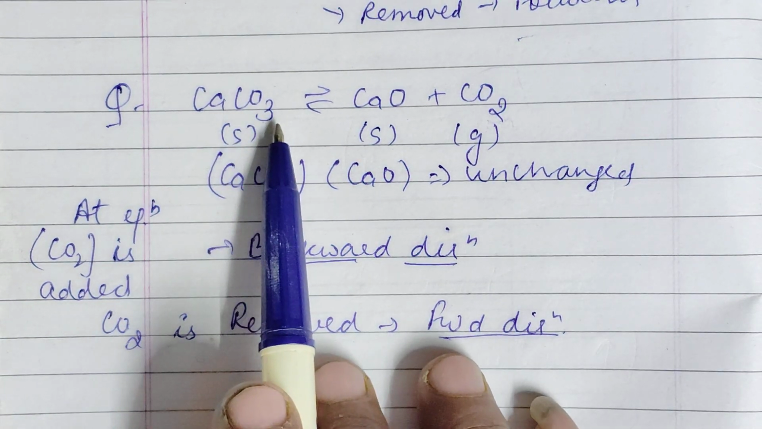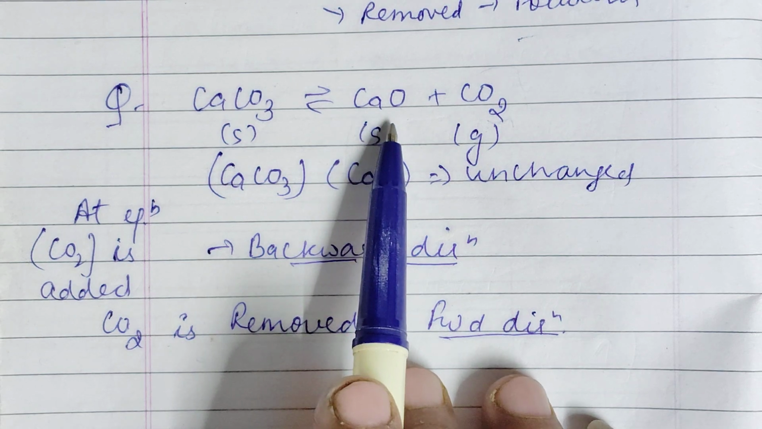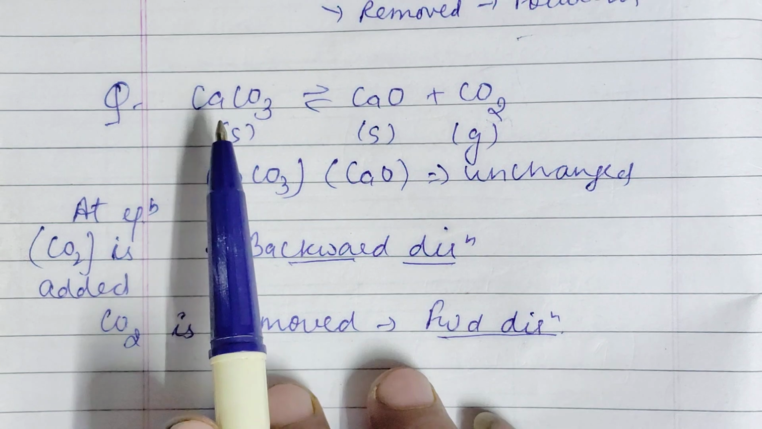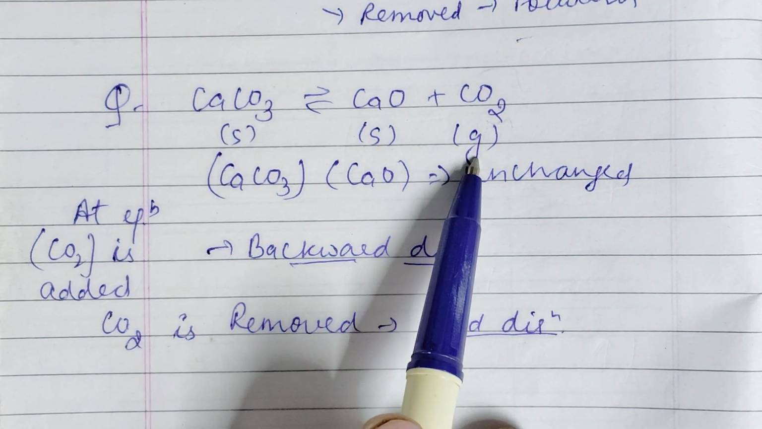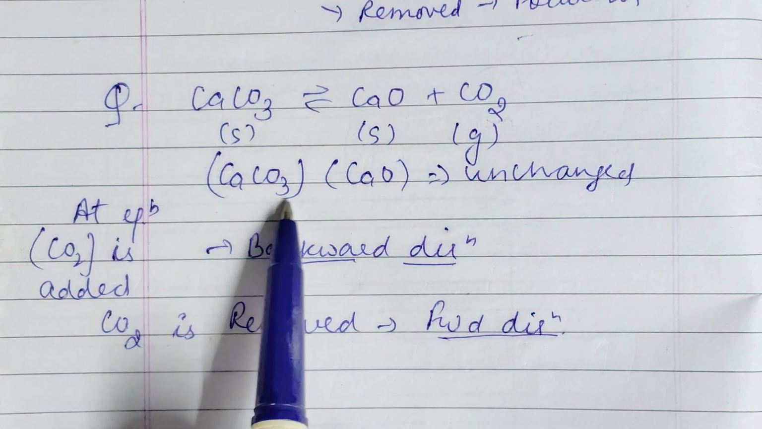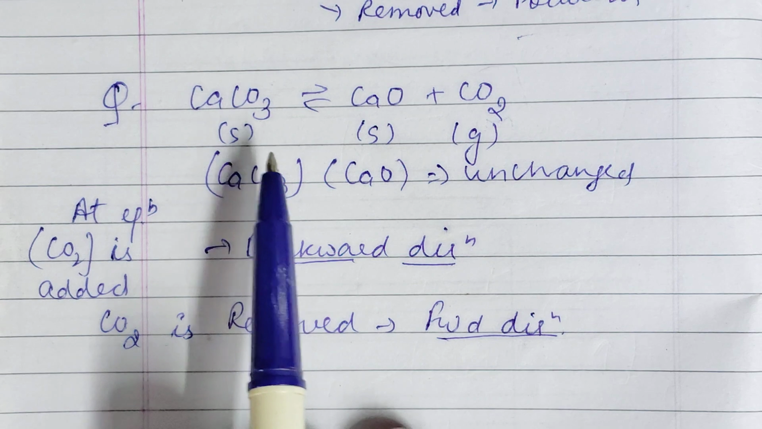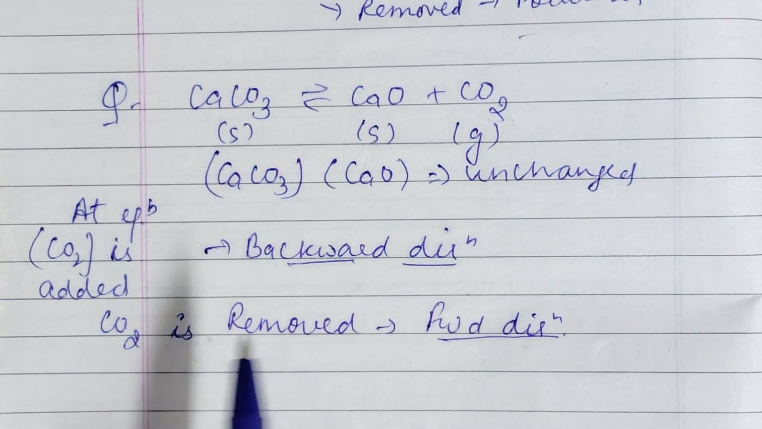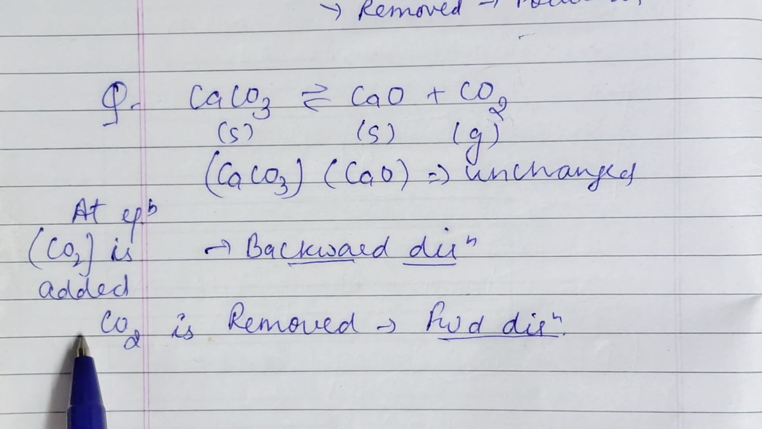CaCO3, calcium carbonate, that means lime. The reaction gives CaO plus CO2. CaCO3 is solid, CaO is solid, and CO2 is gas. So CaCO3 and CaO are unchanged, both are solid. So in the equation, CO2 is added.